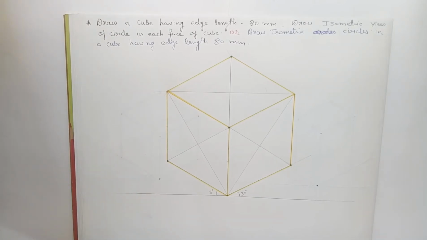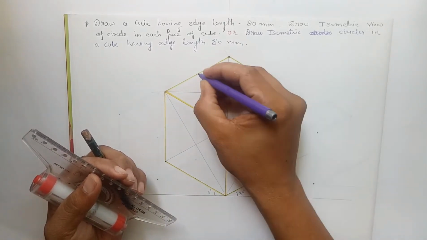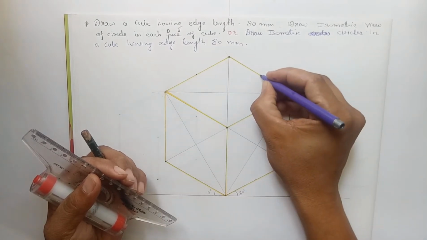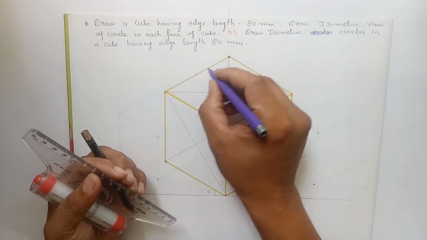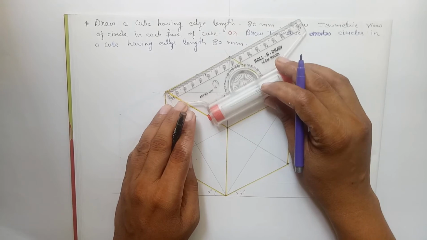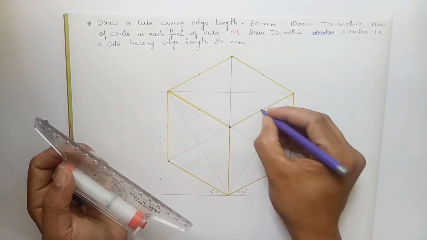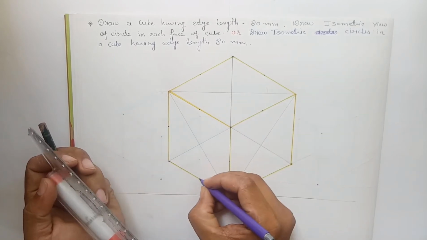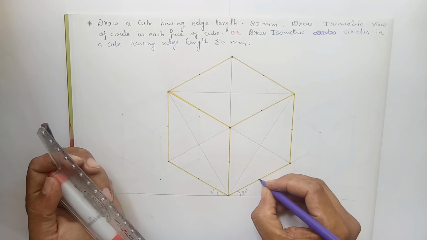Now how can we define the second 2 centers? To define the second 2 centers, first of all we have to mark the midpoint of each edge. So this is the midpoint. As the edge length is 80 mm, the midpoint is at 40 mm. So I have marked it already at 40 mm. So mark the center of each edge to define another 2 centers.